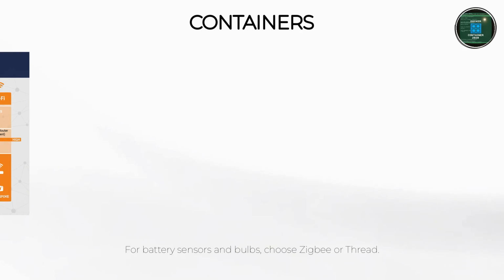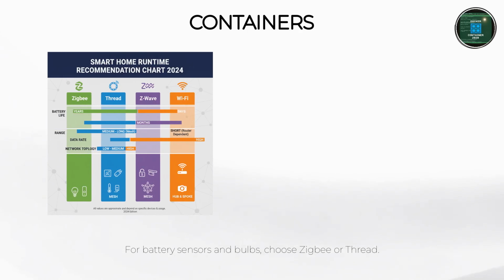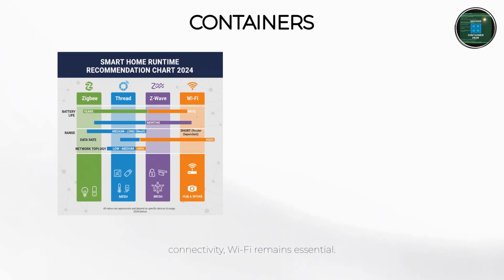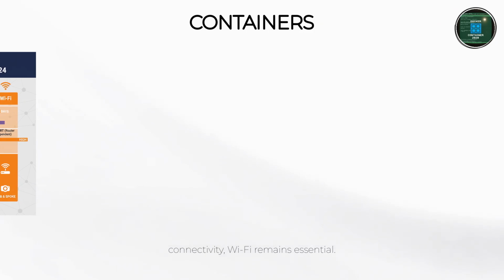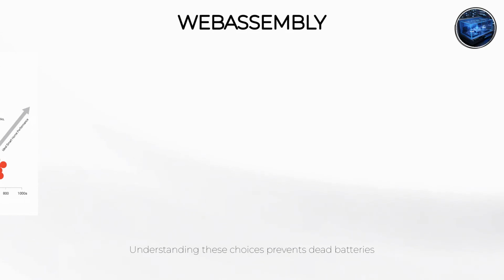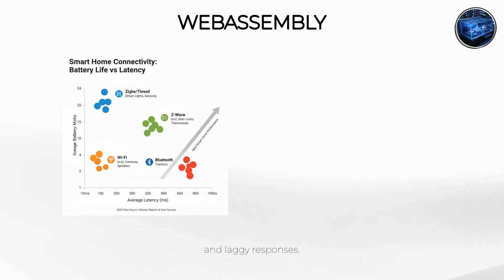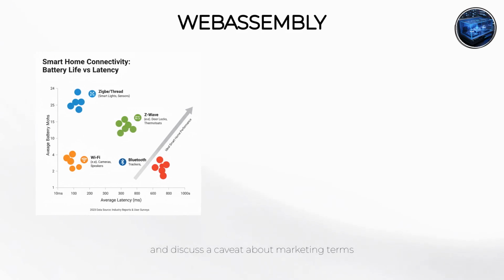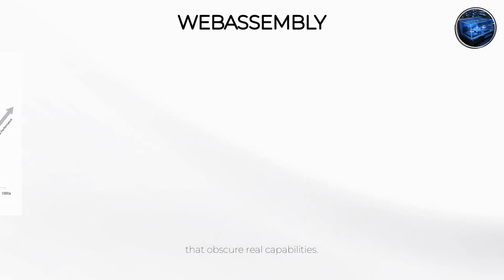The rule of thumb emerging here is to match the protocol to the job. For battery sensors and bulbs, choose Zigbee or Thread. For locks and long-range sensors, choose Z-Wave. For devices that need high bandwidth or direct internet connectivity, Wi-Fi remains essential. Understanding these choices prevents dead batteries and laggy responses. In the next chapter, we'll unpack Wi-Fi and Bluetooth and discuss a caveat about marketing terms that obscure real capabilities.